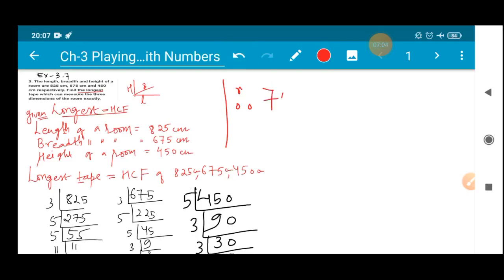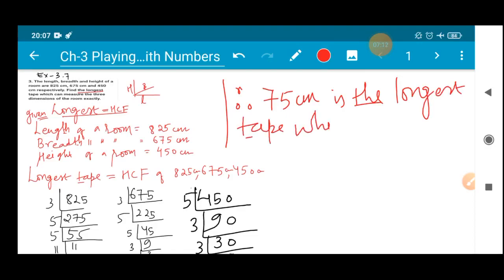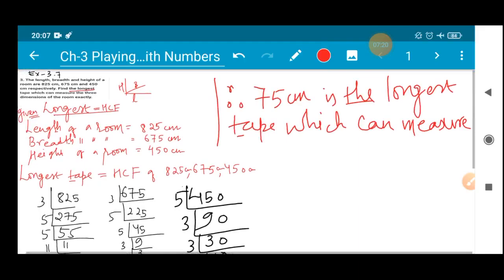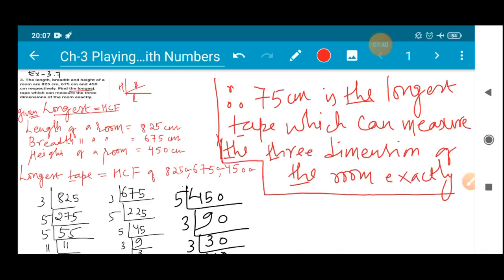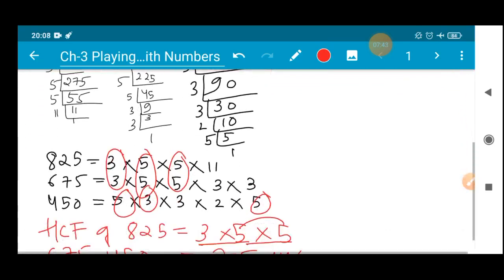75 centimeter is the longest tape which can measure the three dimensions, that is length, breadth and height of the room exactly. Okay, so this should be written at the last of your page. So this statement should be written. It's very important because we are doing the word problem and this is how we get the answer.